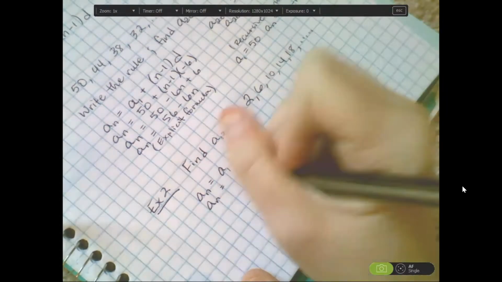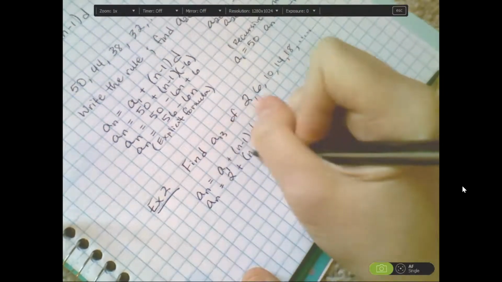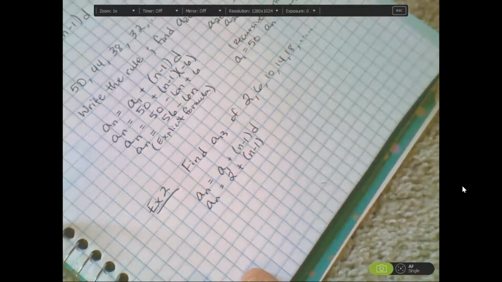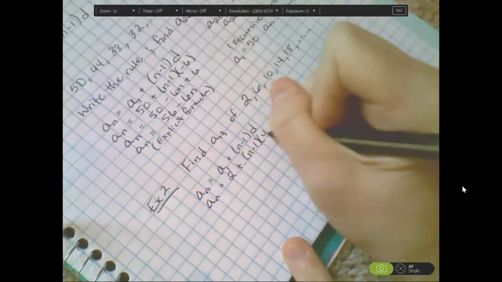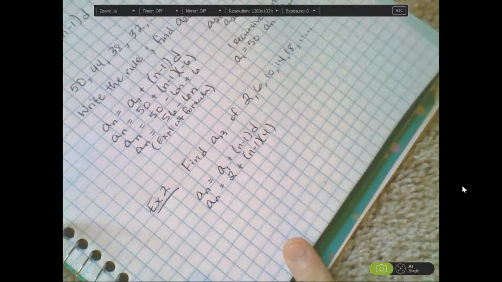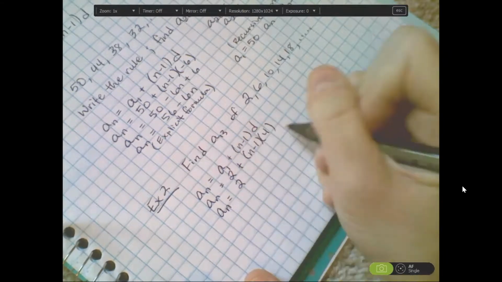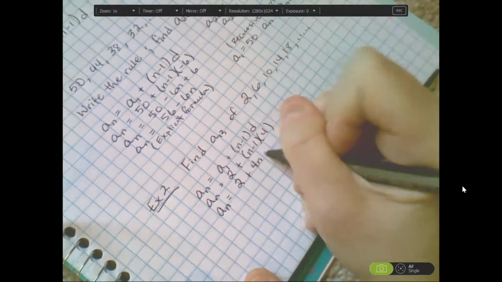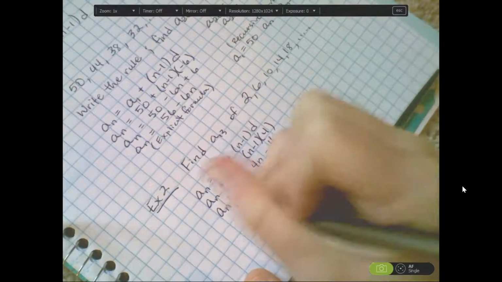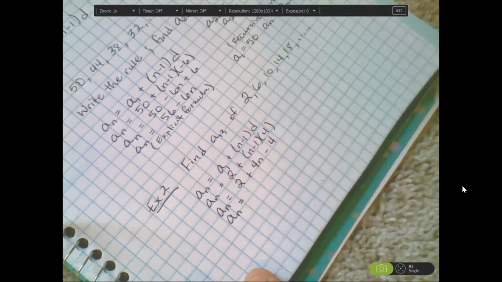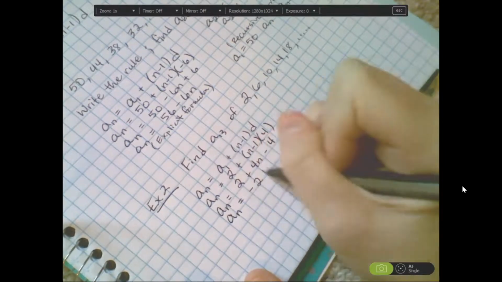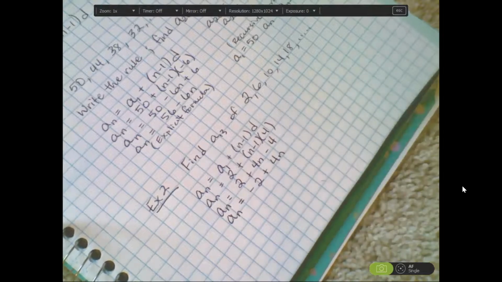So the first term is 2. This is going to just stay n minus 1. It looks like we're adding 4 each time, so that's going to be a positive 4 for my common difference. And then let's see, we're going to have 2. This is going to be 4n minus 4. So it looks like my rule is going to be negative 2 plus 4n.